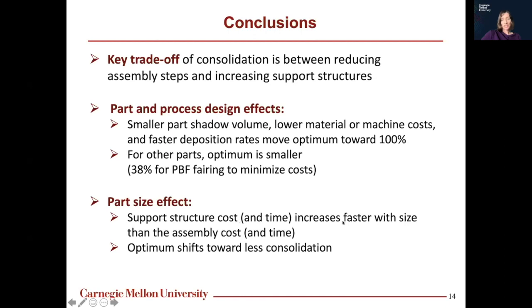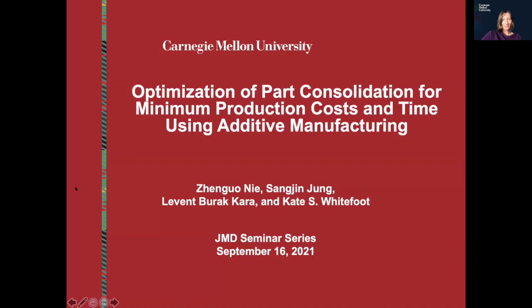Because the support structures increase faster with size than the assembly costs, we tend to see that smaller parts are likely to have their minimum production cost and time in terms of fully consolidating that system, whereas for larger parts, we recommend to industry to anticipate not having full consolidation in order to offset these higher support structure costs and time. Okay, and with that, I am happy to take any questions.